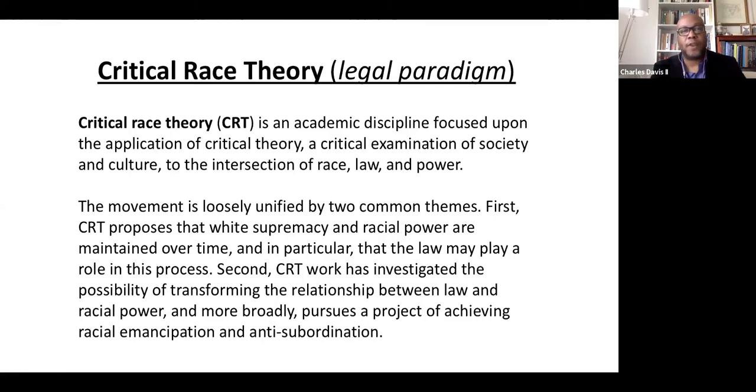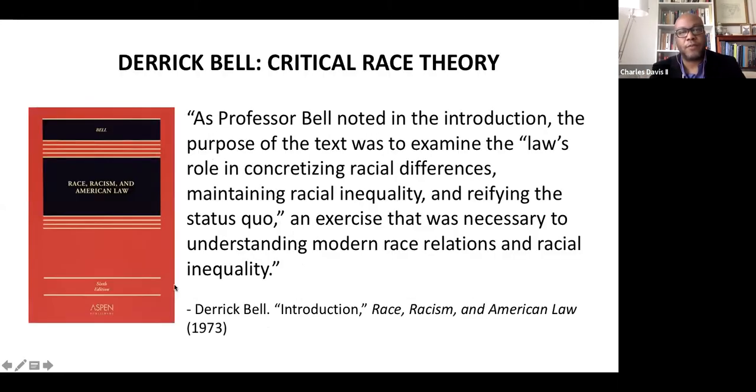So one of the first and most influential texts comes from Derrick Bell, who outlined what critical race theory is. And here's a preface in the introduction about what this means.